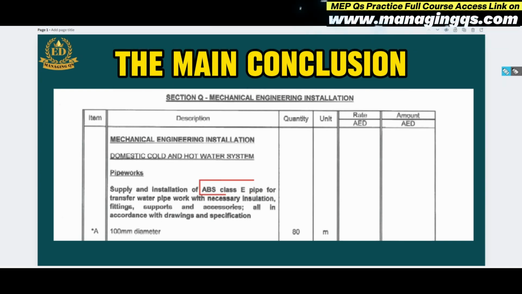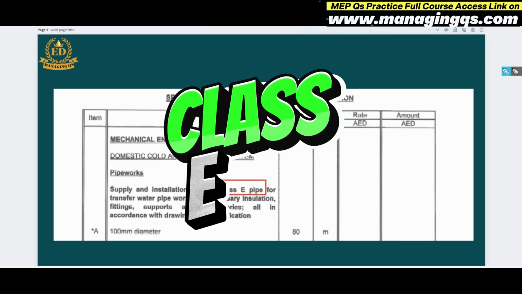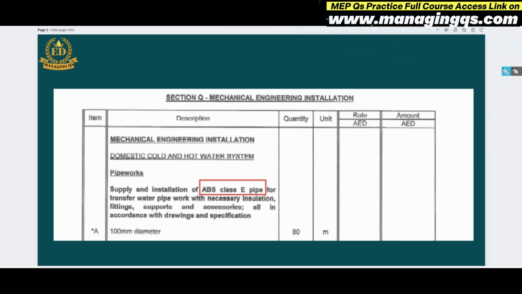The main conclusion of this session is, if you receive any cold and hot water supply drawing for your project or at any tender stage, first you have to identify where the high pressurized pipe is, and very carefully check the notation for those pipes. If the pipe notation is class E type pipe, then there is no issue. If you find a general PVC pipe or something else, you have to ask some technical questions to your design team. This is our main intention for this session.